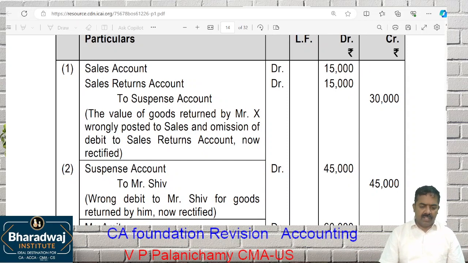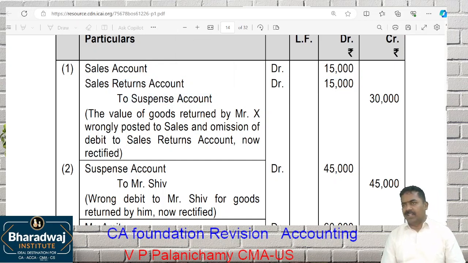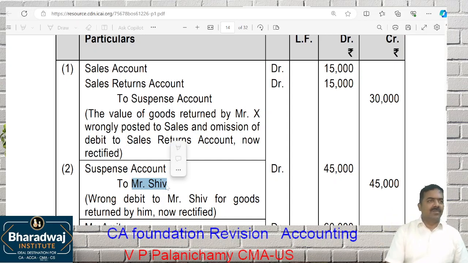Sales account, why are we debiting? Because it was wrongly credited. Sales returns account should be debited, debit now to suspense account. X, we don't debit or credit because there is no error in X's account. To Shiv account, why 45,000? Instead of crediting, what did we do? We debited. To remove the wrong debit, one credit, and to put the credit, one more credit. So double the amount you have to credit.